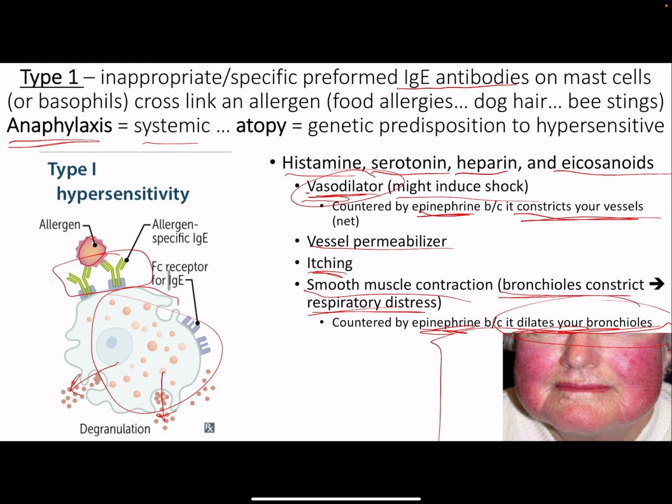Also, atopy is just a genetic predisposition to type 1 hypersensitivity, so to overproduce IgE antibodies inappropriately, basically.